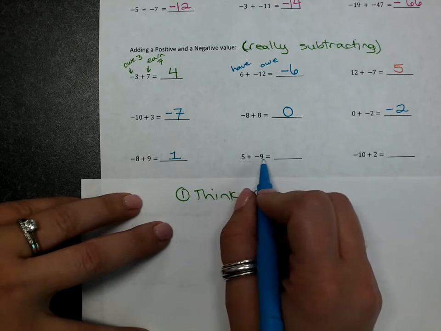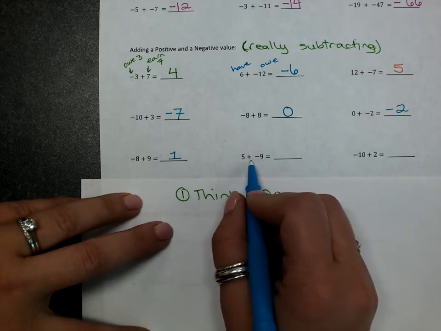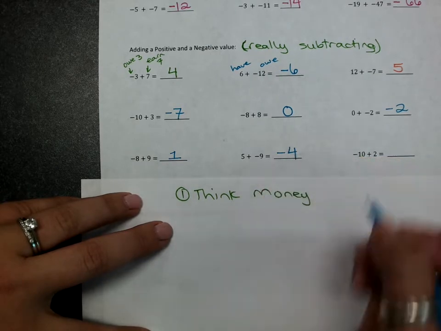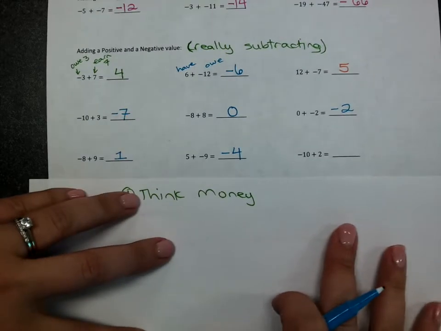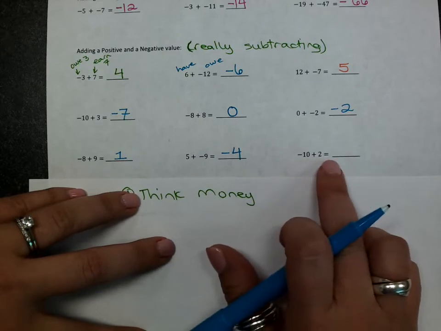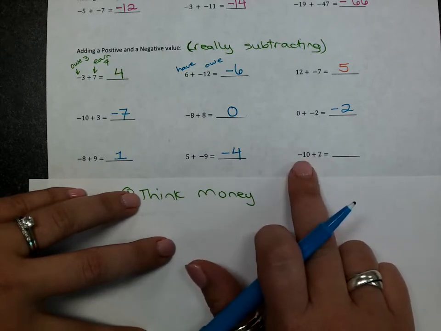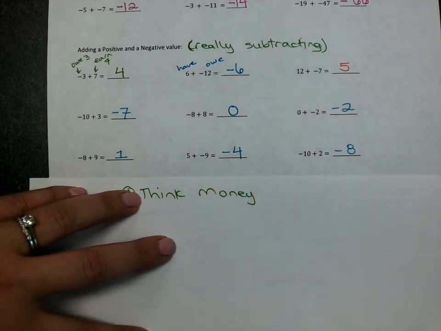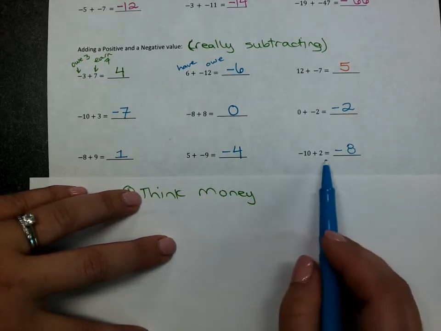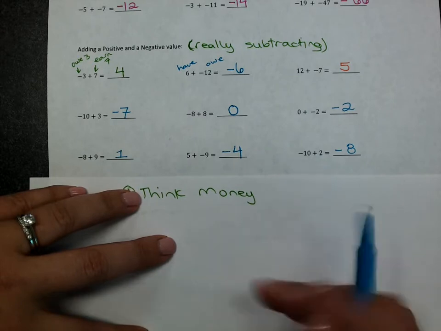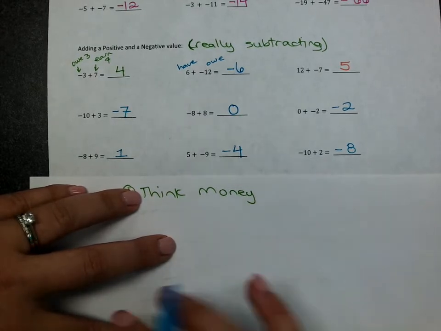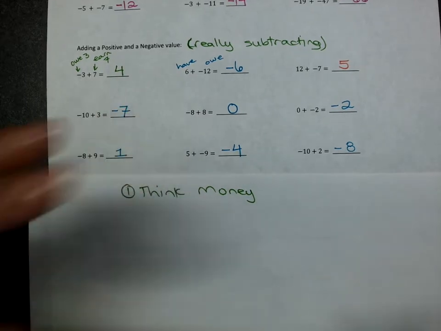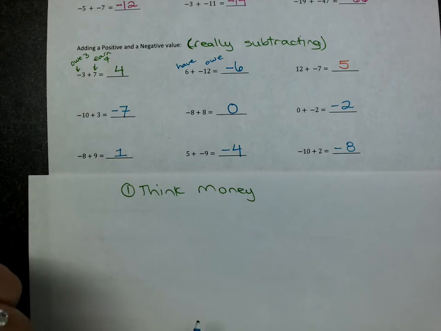5 plus -9. I have $5 and I owe someone $9. Well, now I'm short $4. And finally, -10 plus 2. I owe someone $10. I earn $2. I'm still short by $8. So we are subtracting the two values, and then we just have to figure out if our result's going to be positive or negative, based on money, or based on the number line, or based on whatever rule you need to come up with for this to make sense.